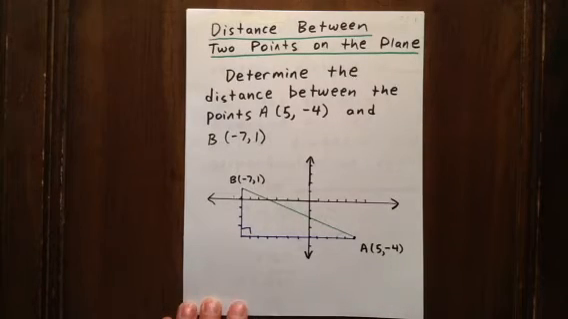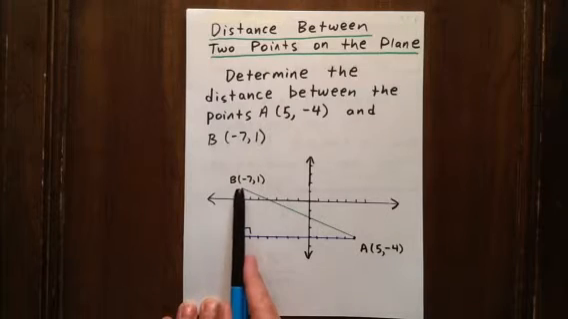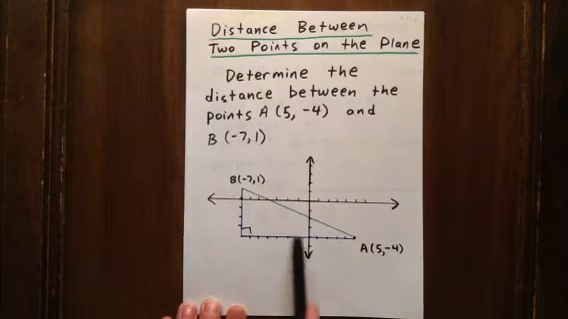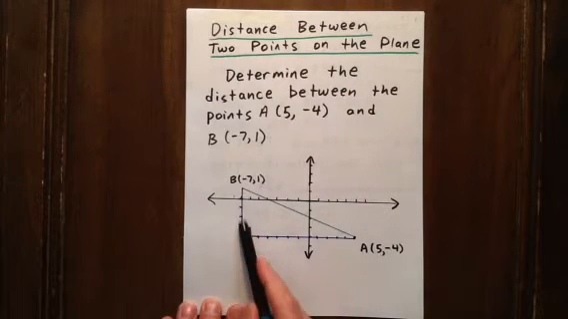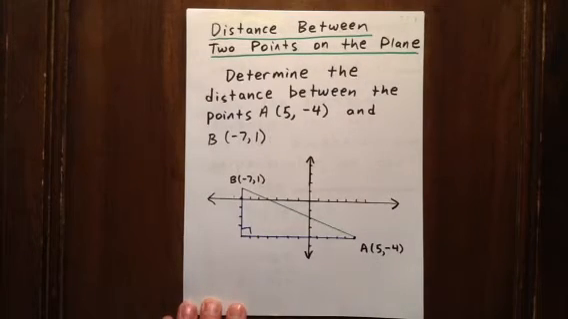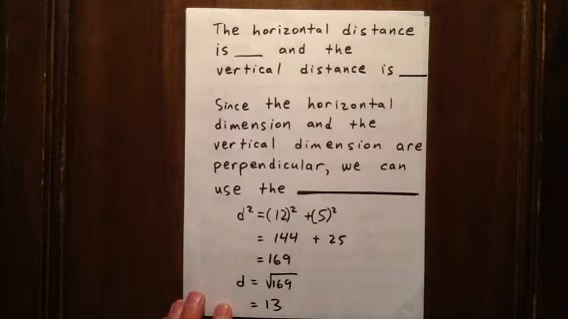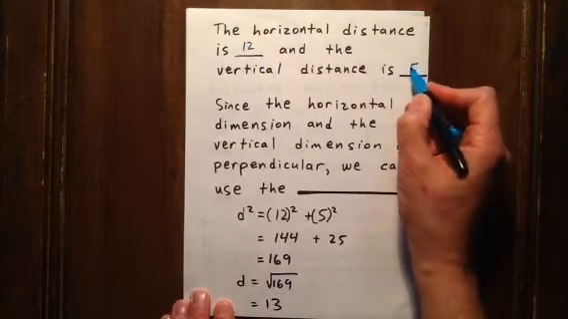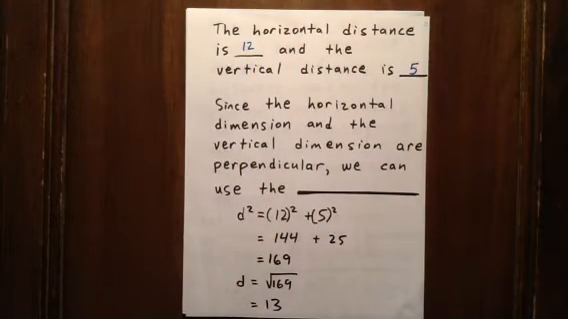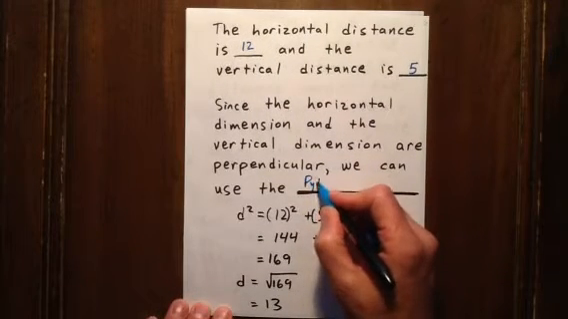And we see that we could make a right-angled triangle if we go down 5 units and to the right 12 units. We would have a right-angled triangle because vertical lines meet horizontal lines at a 90-degree angle. And because of that, we would be able to use the Pythagorean Theorem. In other words, the horizontal distance is 12 and the vertical distance is 5. Since the horizontal and vertical dimensions are perpendicular, we can use the Pythagorean Theorem.